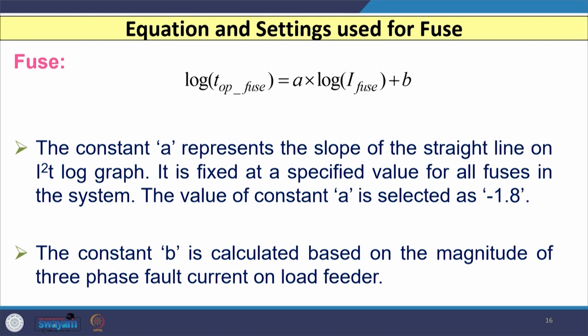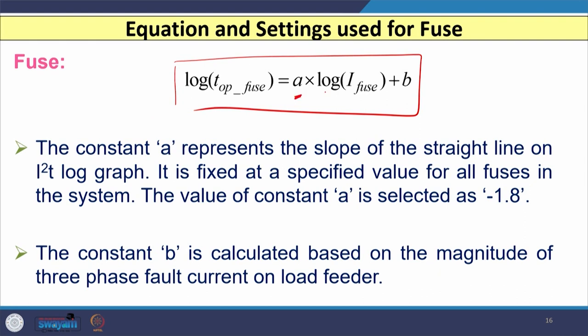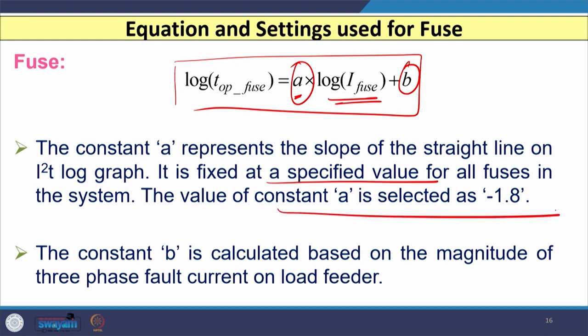Fuse characteristic is normally given on a log-log curve. It is given by this equation: log of the time of operation of the fuse equals some constant A into log of I fuse, that is the current flowing through the fuse, plus some constant B. Here, A represents the slope of the straight line on the I square T log graph, and it is fixed at a specified value for all fuses of a particular system. Its value is normally considered as minus 1.8.